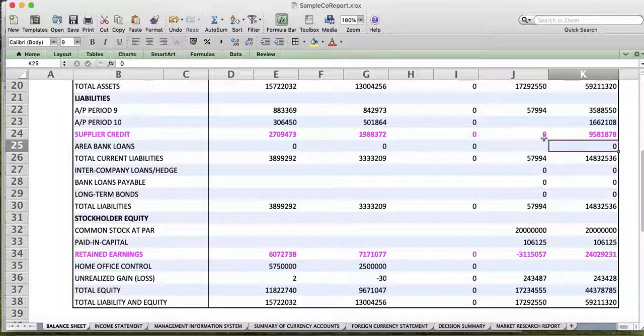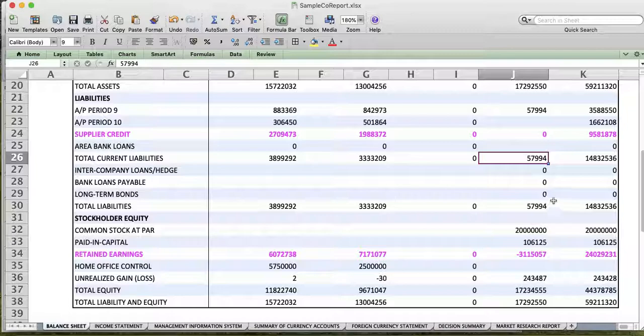Otherwise, it may have supplier credit if it has spent money and it didn't have enough cash left in the bank. The home office bank may extend a supplier credit just like it did in the other areas. Therefore, current liabilities will be the sum of these two elements.